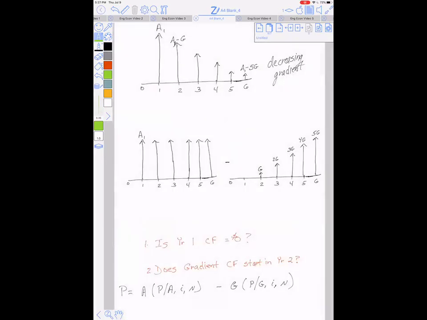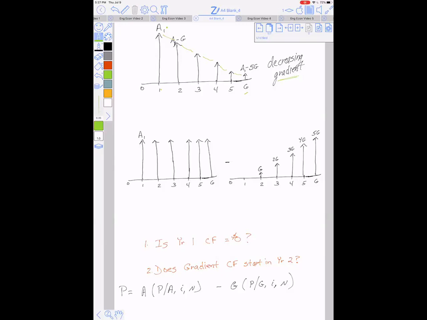Let's look at another example. First we have a decreasing gradient. So these gradients can be going up or down. Here's a decreasing gradient, starts high and it goes down in value. I have labeled this at year 1 as A1. And then the next year is A1 minus G, because remember, equal dollar amounts decreasing each time. And so the last payment here would be A1 minus 5G.